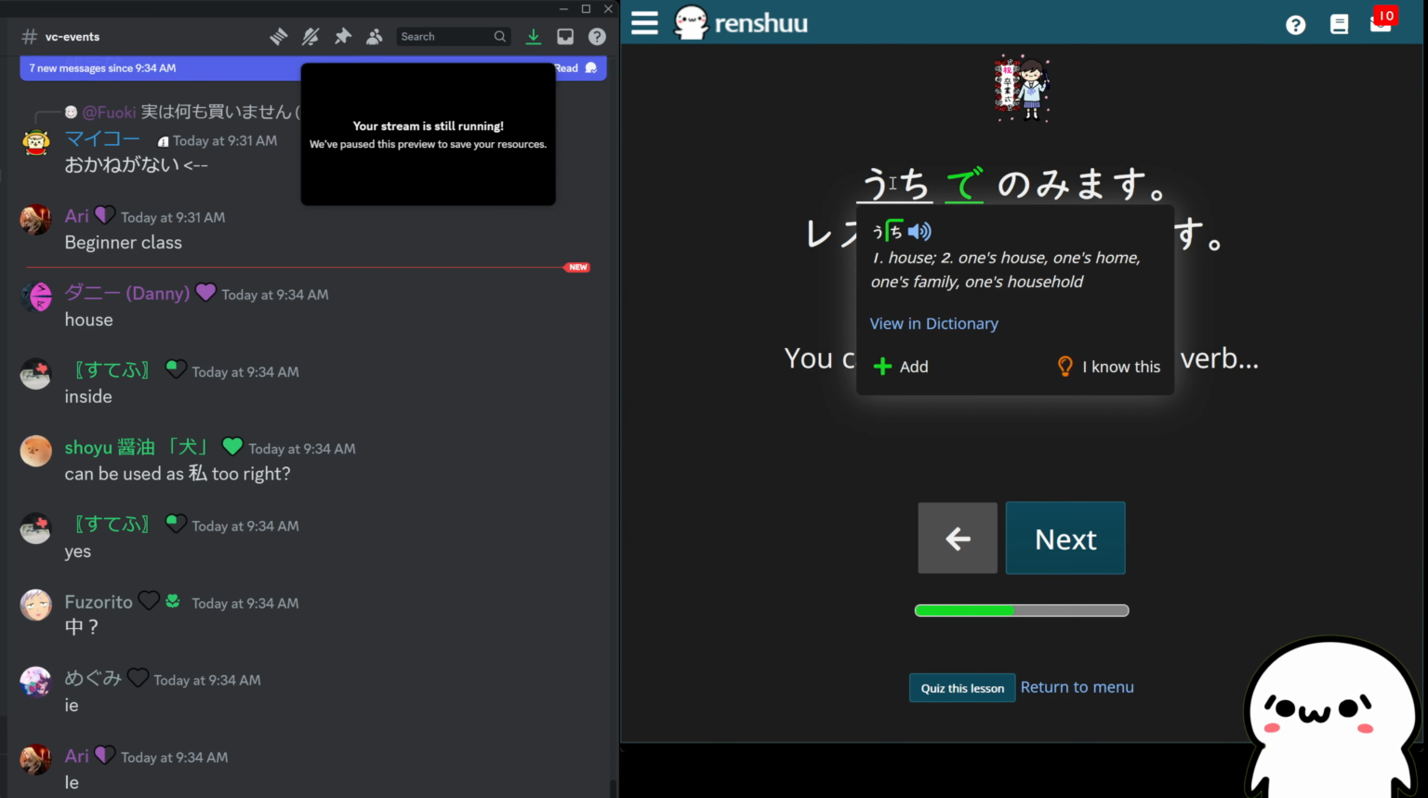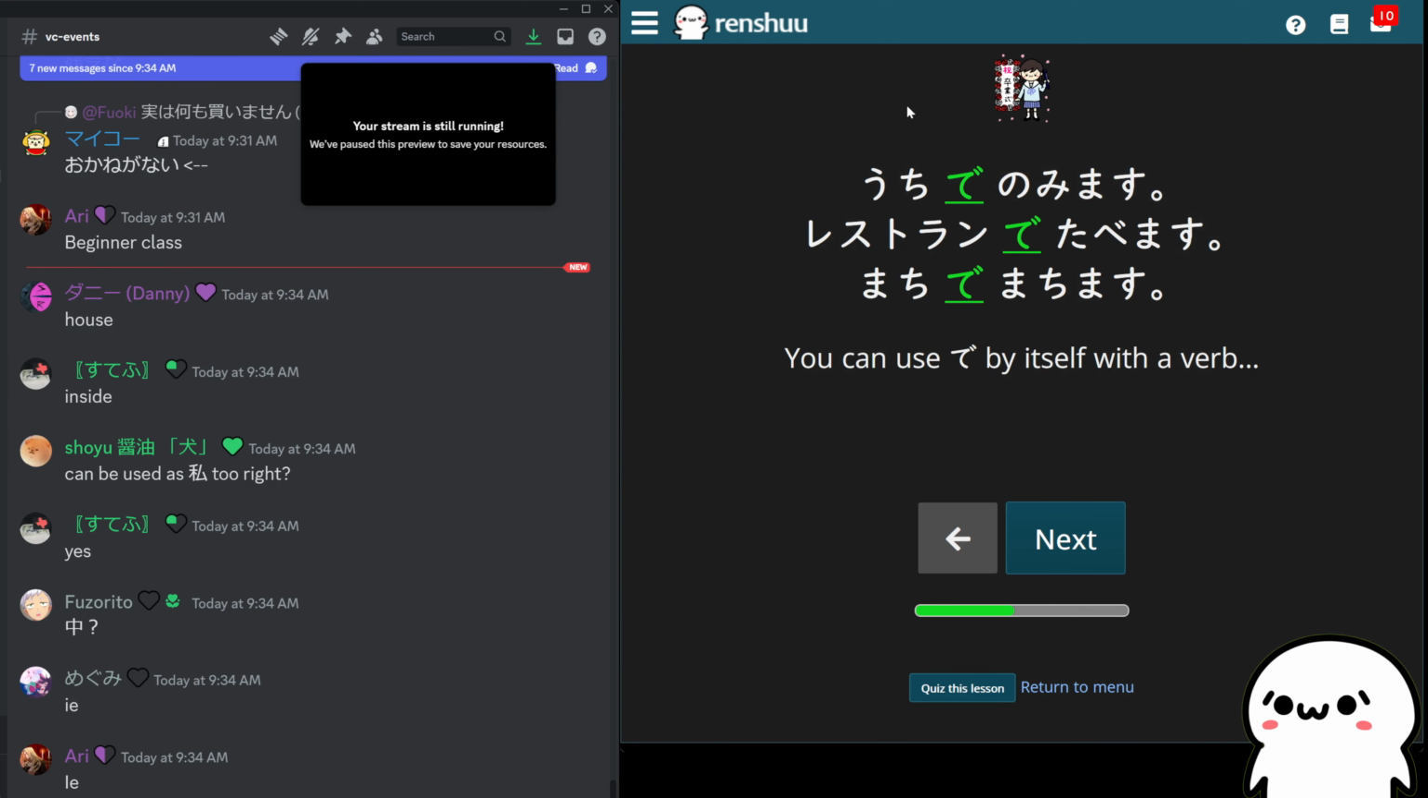Uchi, however, notice the second definition that's popping up. This is actually, I would say, the more common one. Uchi is usually used to refer to your own house. And what do we call our own house? Home. So uchi often gets translated as at home or my house.